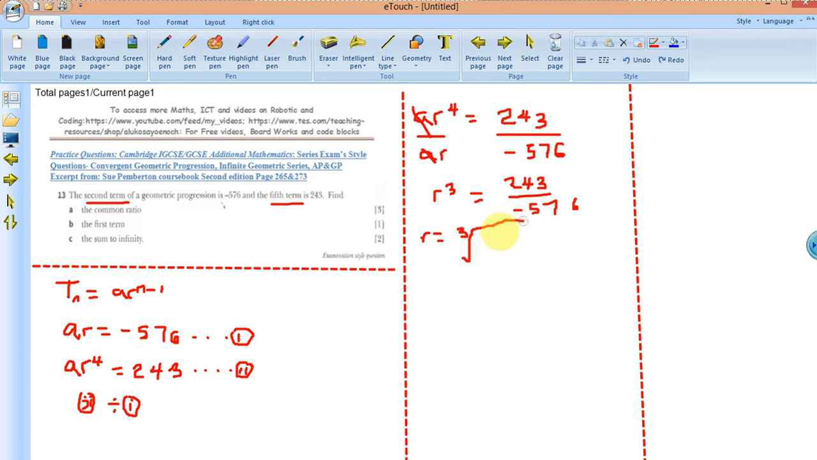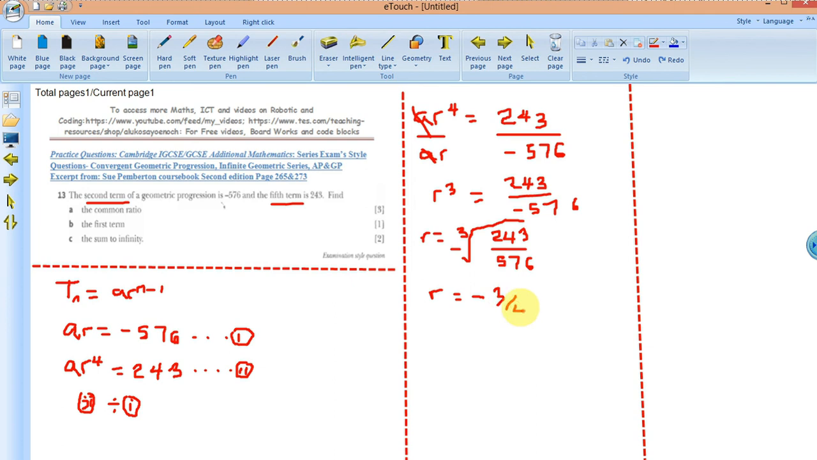243. My handwriting is pretty cool, guys, right? I'm going to put the negative outside. 576. So I'll go ahead with the cube root of that, then I'll put my negative. That should give me minus something. Let me use my calculator now. Shift cube root of 243 divided by 576 equals 3 over 4. So that is minus 3 over 4. So the common ratio is minus 3 over 4.